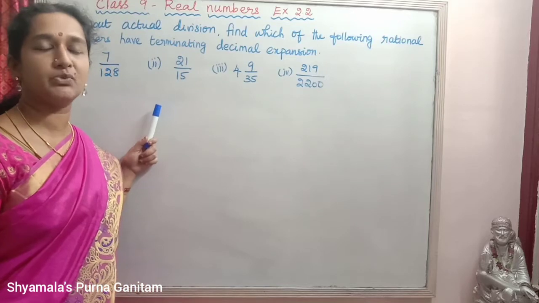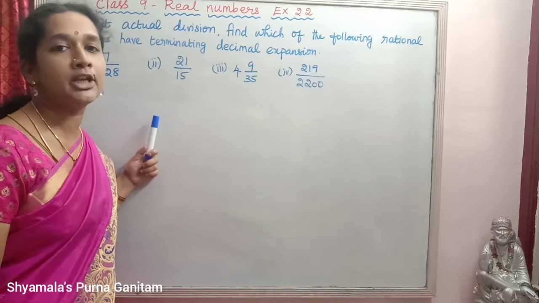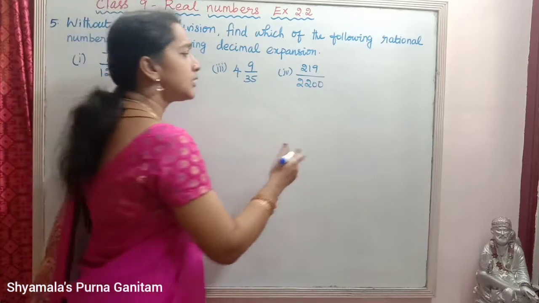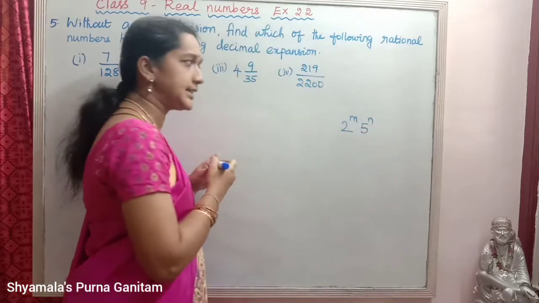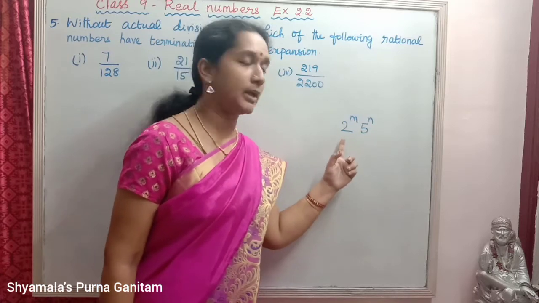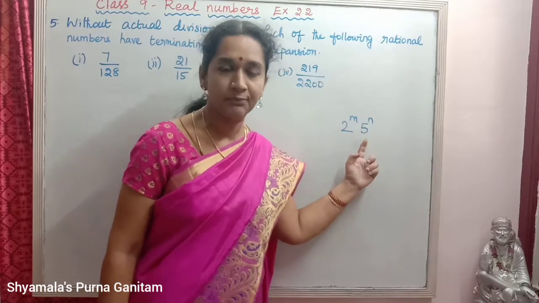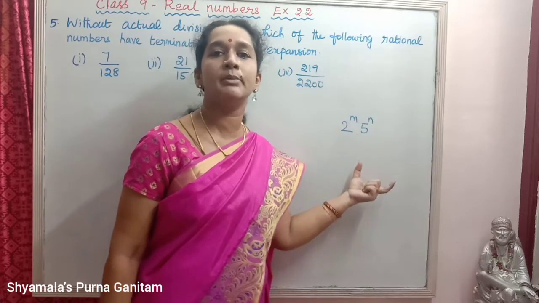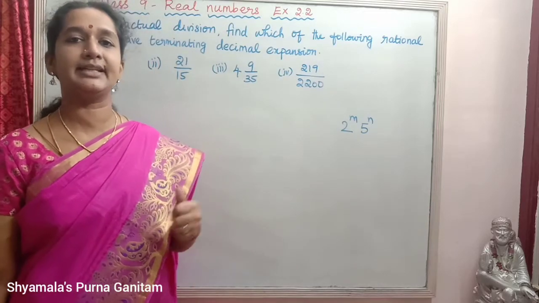For finding whether the given rational number is terminating or non-terminating, we will check the denominator of the fraction. If the denominator is of the form 2 power m into 5 power n, that is, any power of 2 or any power of 5 or both, then we say it has a terminating decimal expansion.